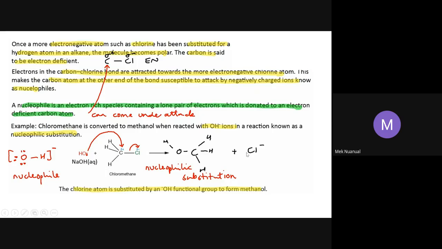I didn't draw this, I forgot. There should be lone pairs here. It's like dot dot Cl minus, okay? So you would basically have chlorine all by itself as its own ion. And then what happens is that the OH has completely substituted for the halogen. Make sense? And that's why we call it a substitution reaction.